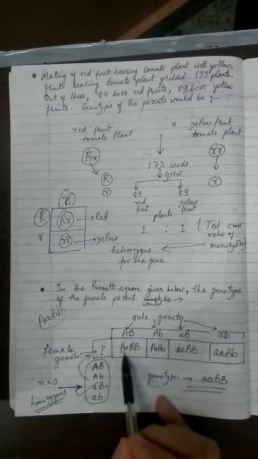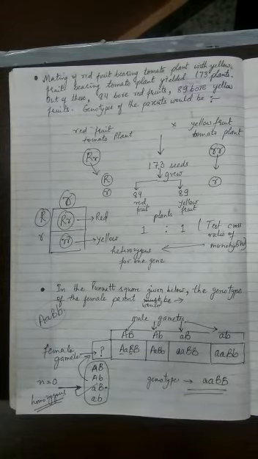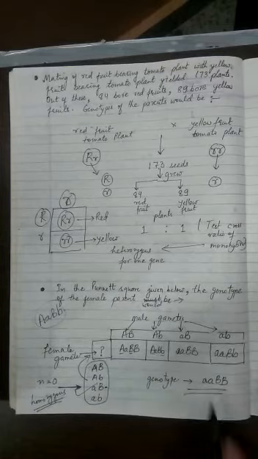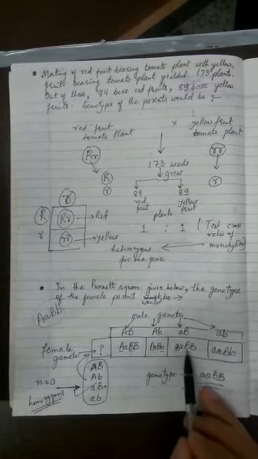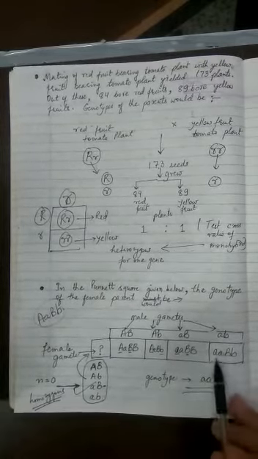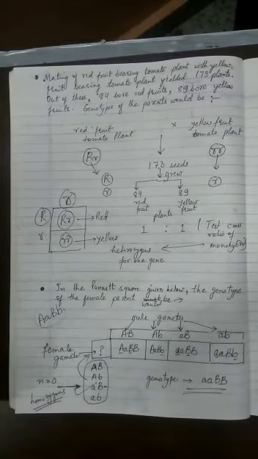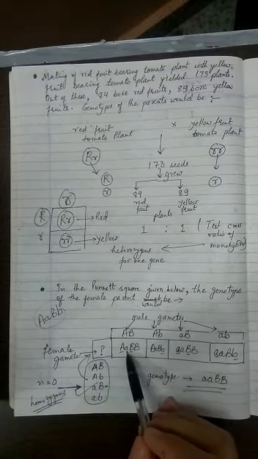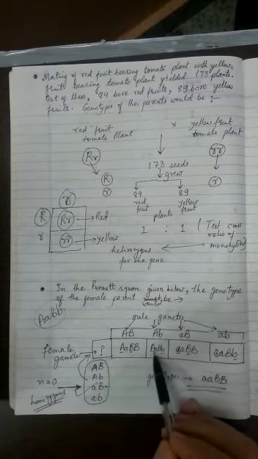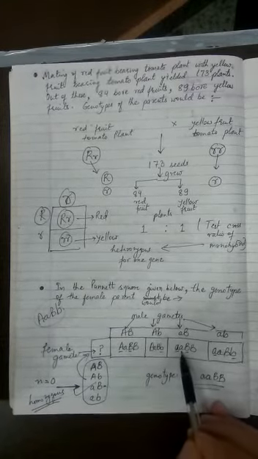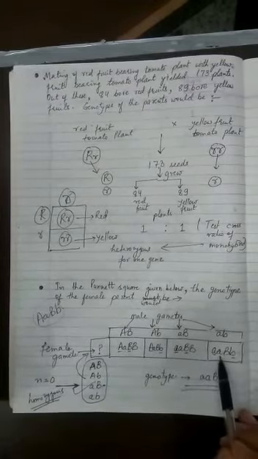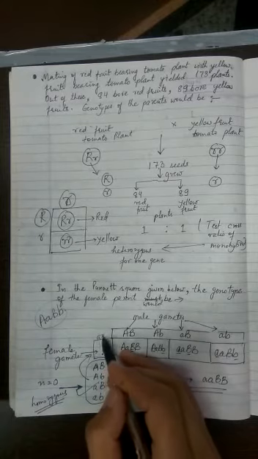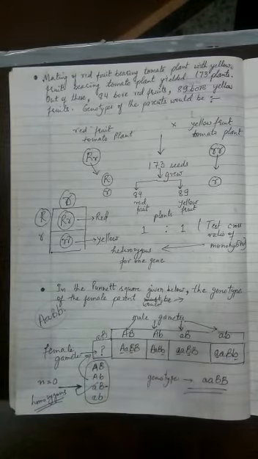Male is contributing this here. Male is contributing this here. Male is contributing this here. And male is contributing this here. So in all these crosses you can see one thing: small a and capital B, small a and capital B, small a and capital B, small a and capital B is left. That means the female gamete is small a and capital B.